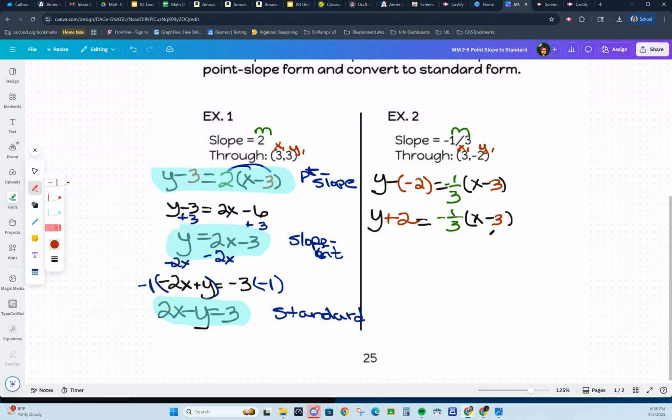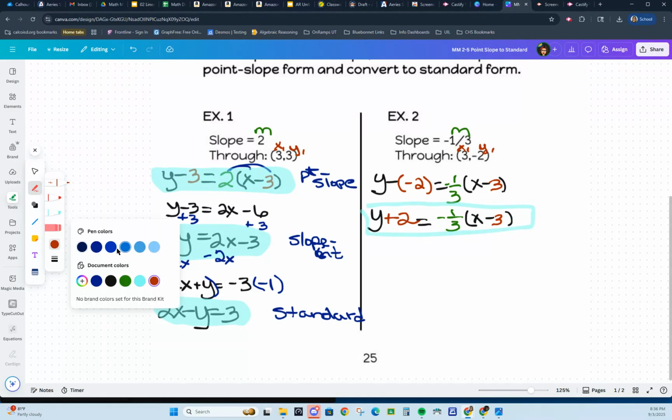Okay. So from here, this is our point slope form. Now we're going to get into slope intercept form by, well, first of all, we're going to distribute that negative 1/3, and then we will subtract 2 from both sides. So start by distributing that negative 1/3.